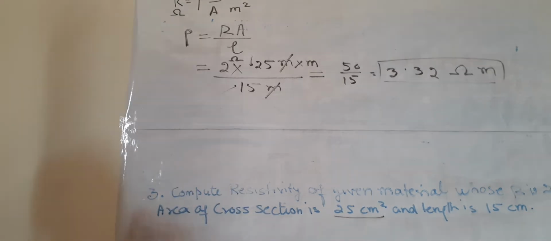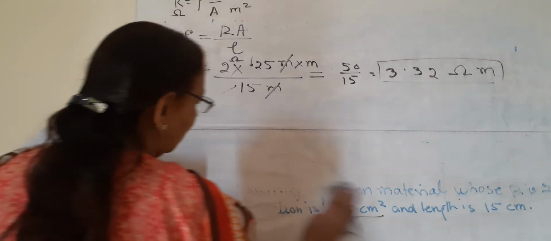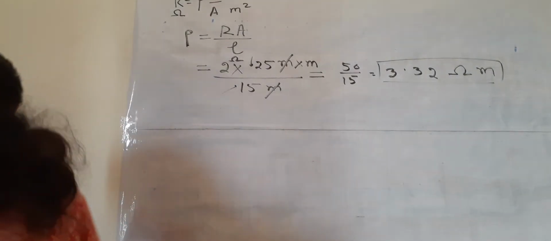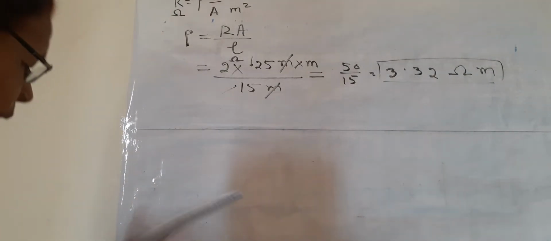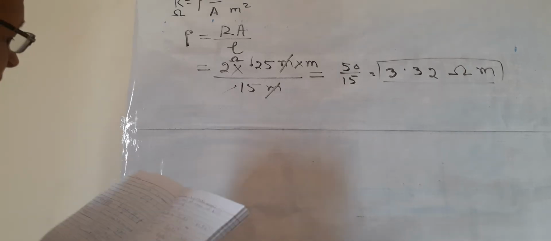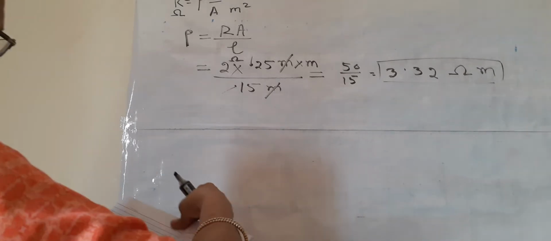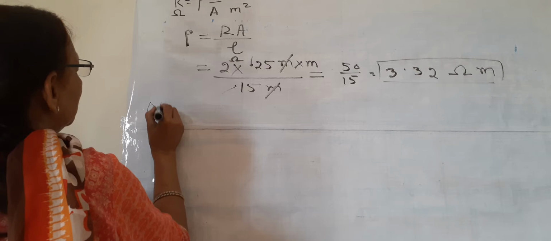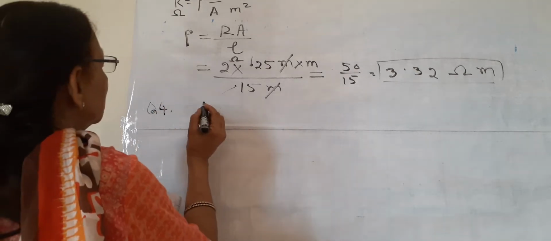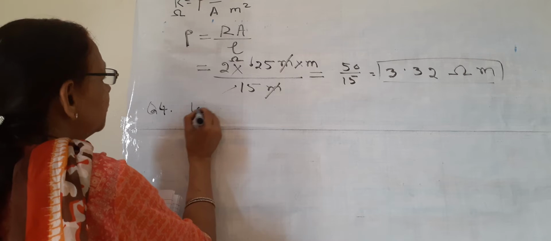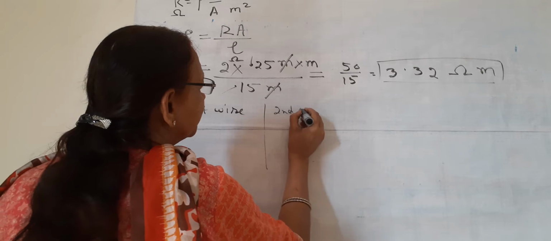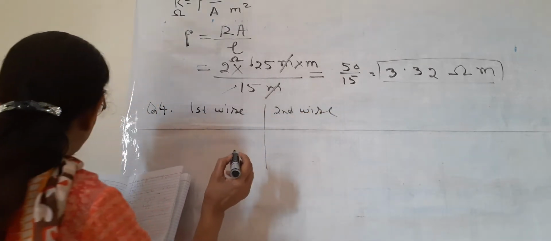We will do 2 more. Now we will do a fourth one, which is also ratio of resistivity. I am writing the numerical here, in short. Numerical number 4. Suppose 2 wires are there, first wire and second wire. So what is given?